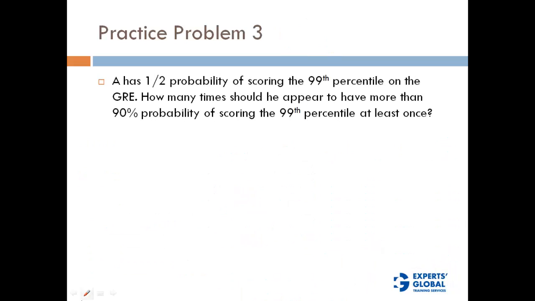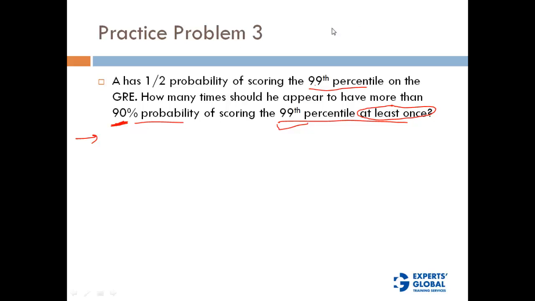Let's look at this problem. Please pause the video and give it a try. A has half probability of scoring the 99th percentile on the GRE. How many times should he appear to have more than 90% probability of scoring the 99th percentile at least once? Okay, now this is at least once, so you will have to employ one tactic that we have learned, 1 minus none. Okay, now what is this 99 percentile?